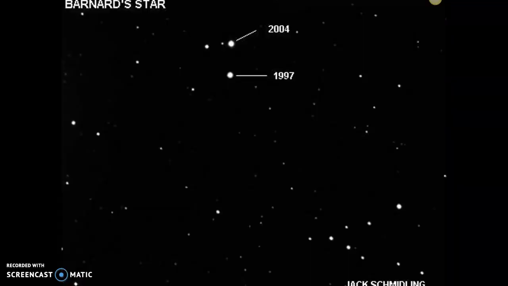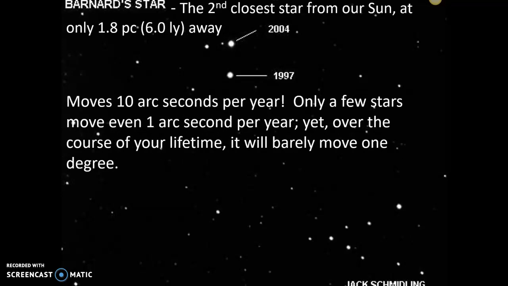All right, Barnard's star is a cool star. Back in 1997, it looked like the dot where it is labeled 1997 compared to the background stars. In 2004, it had obviously moved. So Barnard's star is kind of cool because it's the second closest star to our sun at only 1.8 parsecs away, 6 light years away, but it's moving across, or transversely, so fast we can actually measure it. I mean, see there in 7 years, it moved quite a bit.